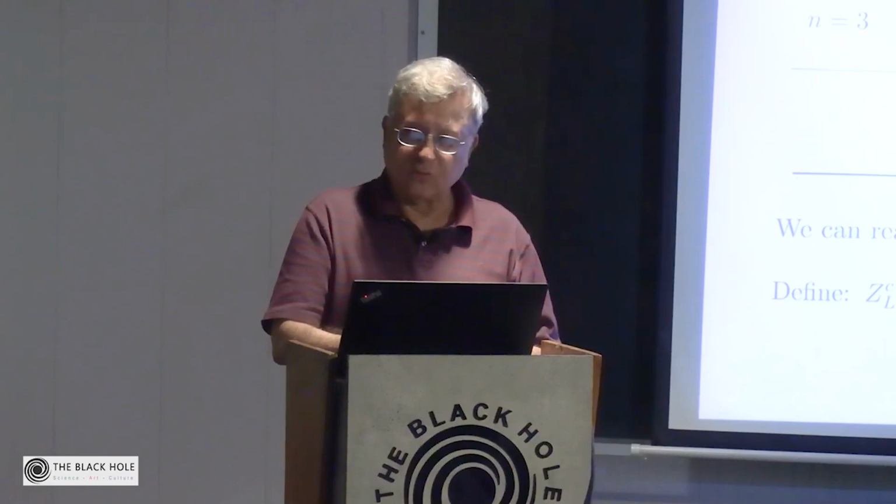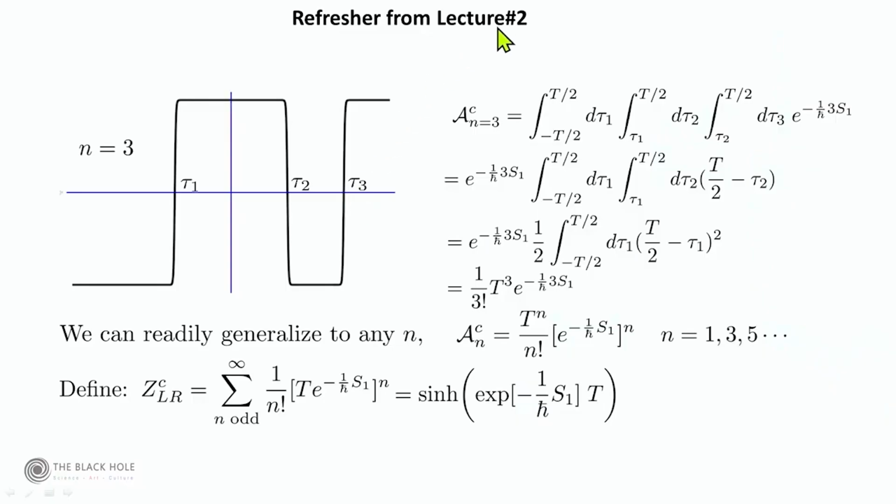Okay, so once again, to remind you from lecture number 2, suppose you have 3 instantons. You start from minus a, you go to plus a, after a while you come back to minus a, and then you go to plus a again. So 3 times you've crossed the axis: 1, 2, 3. 3 instantons. And the second instanton has to come after the first, the third has to come after the second, hence this order of integration.